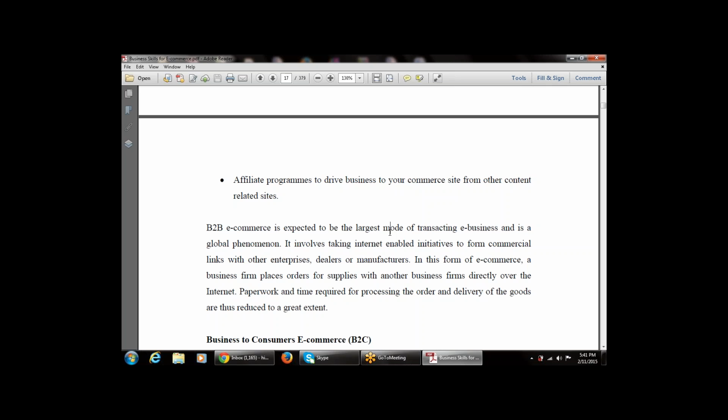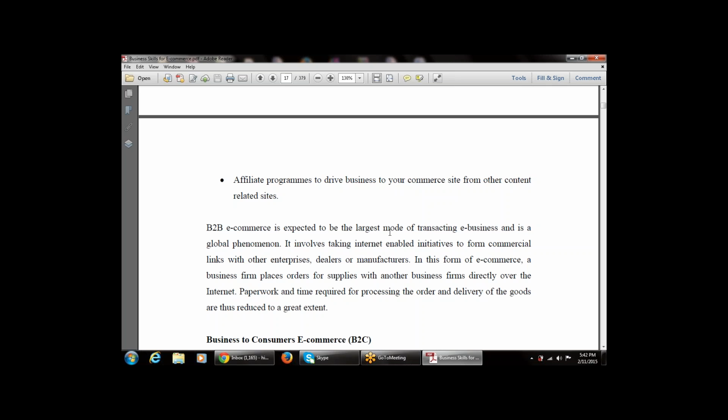Why? Because it is expected to be the largest, the strongest mode of transacting e-business, and it is a global phenomenon. Global phenomenon means usage of global values. It involves taking internet-enabled initiatives to form commercial links with other enterprises, dealers or manufacturers.